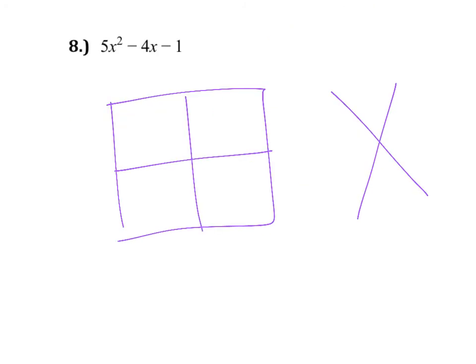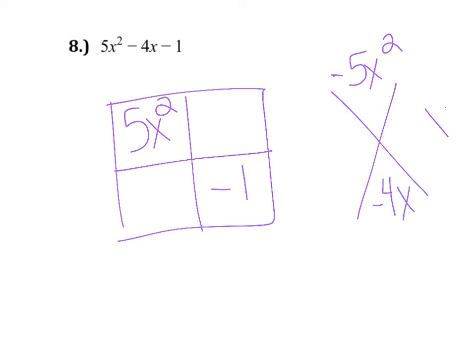Alright, problem 8. 5x squared minus 4x minus 1. So same process as before. We're going to start with the top left corner, which is the first term, which is 5x squared. Negative 1 is the last term, so it's going to go in the bottom right. We're going to multiply them together and get negative 5x squared for the top of the diamond. The bottom becomes negative 4x.